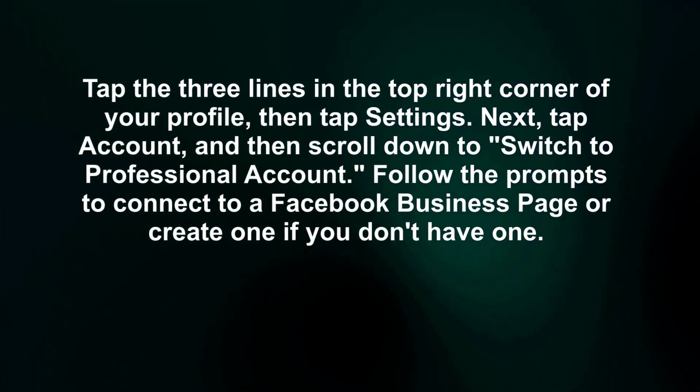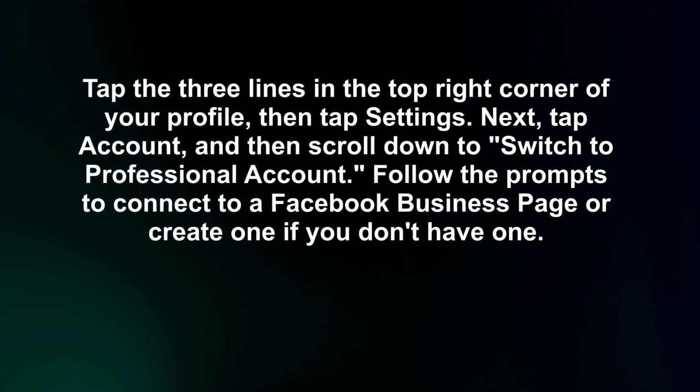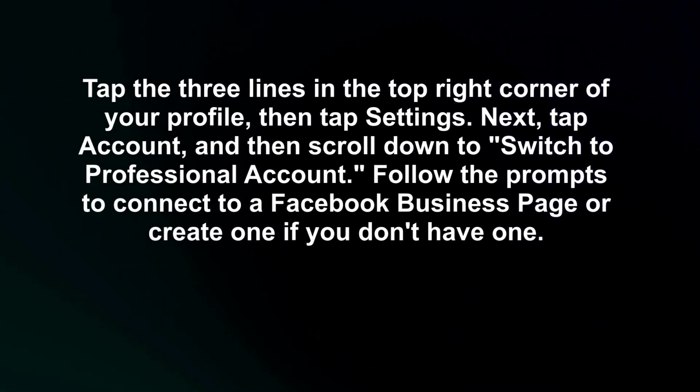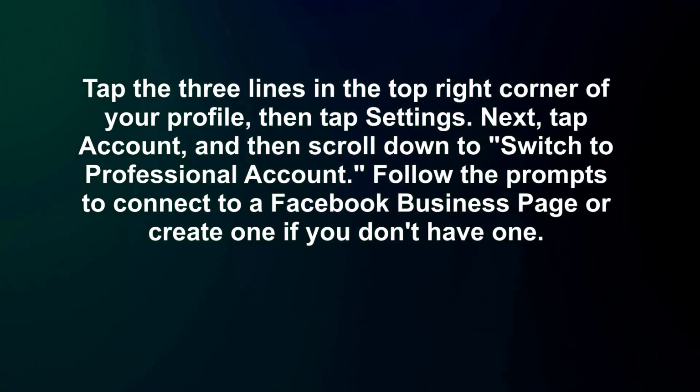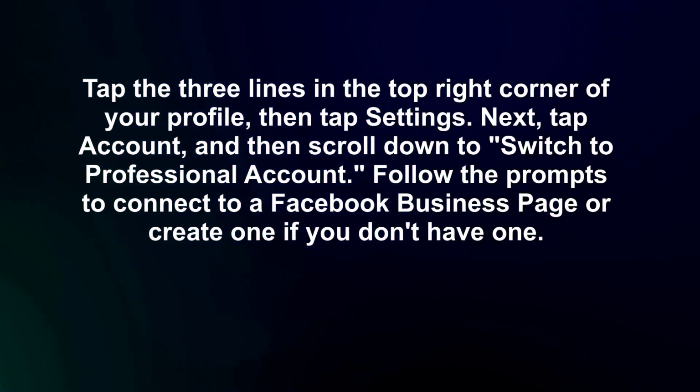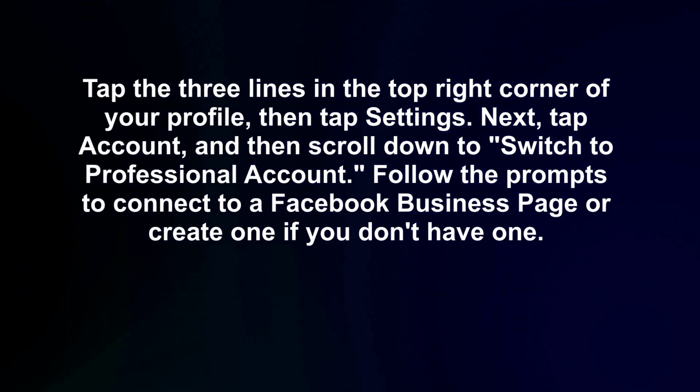Tap the three lines in the top right corner of your profile, then tap Settings. Next, tap Account, and then scroll down to switch to Professional Account. Follow the prompts to connect to a Facebook business page or create one if you don't have one.